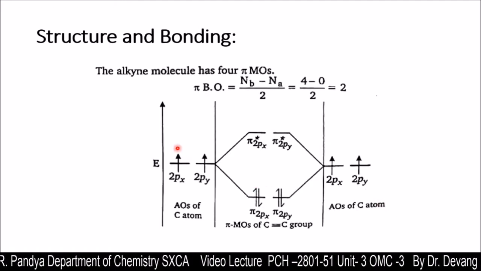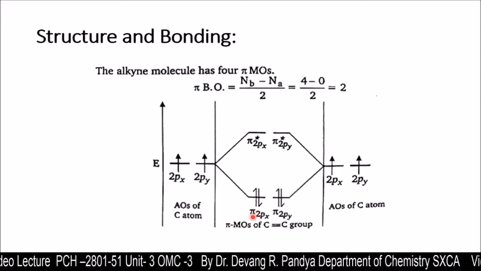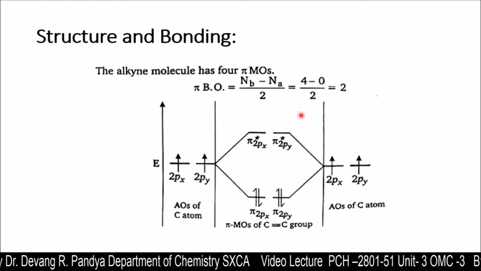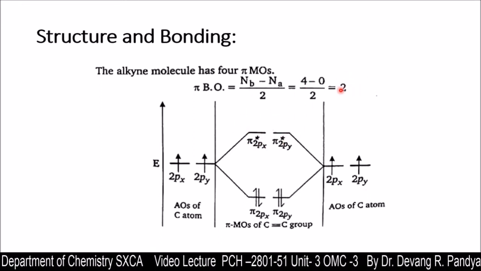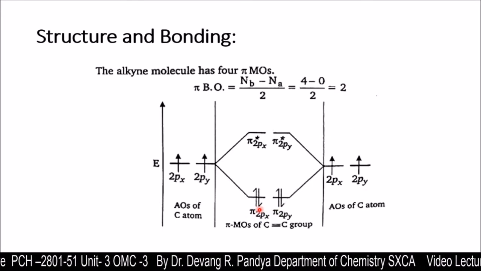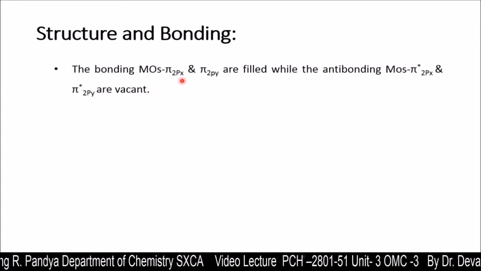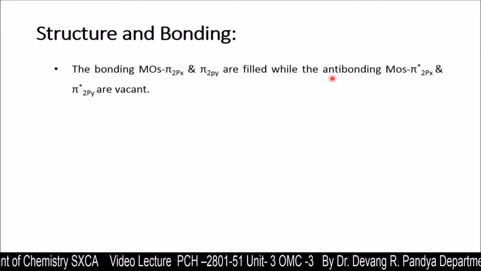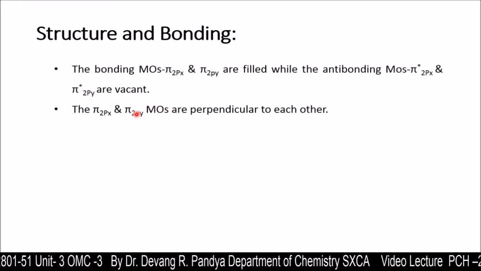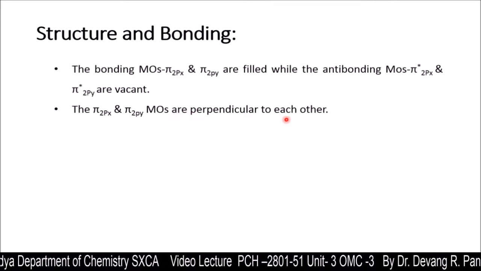Now as far as the MO treatment, 2px and 2py each have one single electron which can occupy pi 2px and pi 2py, while we have pi star 2px and pi star 2py vacant orbitals as well, and you can see here the bond order is 2, so this is 2 pi bonds formed over here in the acetylenic carbon triple bond. The bonding MOs pi 2px and pi 2py are filled, while the antibonding, which I already explained in the above MO diagram, pi star 2px and pi star 2py are vacant. The pi bonding 2px and pi bonding 2py molecular orbitals are perpendicular to each other.